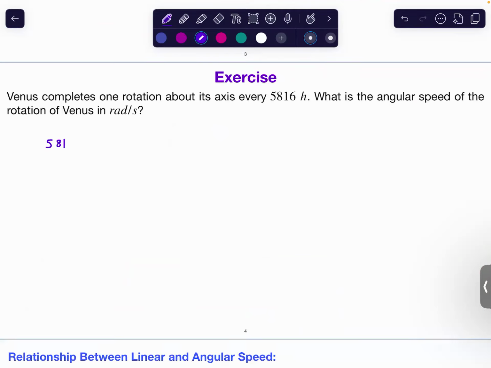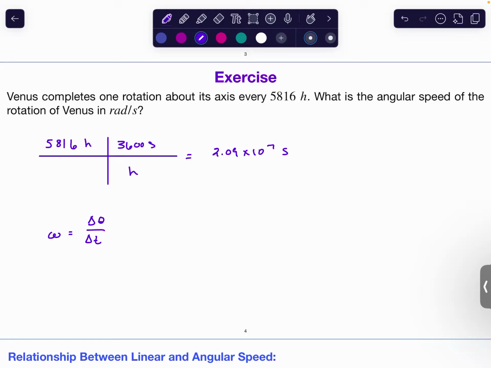Well, you have 5,816 hours. I'm going to turn that into seconds. It's going to be about 2.097 times 10 to the 7th seconds. And then your omega, or angular speed, is omega. That's what we're trying to find. So it says it makes one rotation every 2.09 times 10 to the 7th seconds.